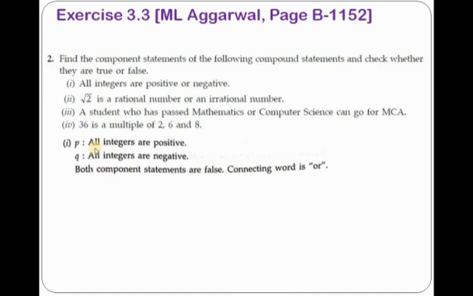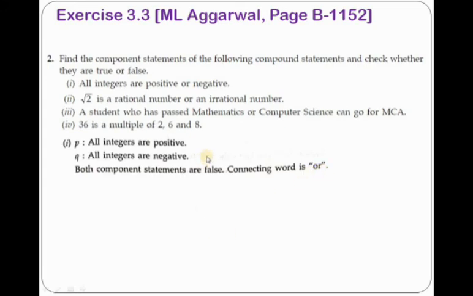We know that all integers are positive. We cannot say all integers are positive, because there are some negative integers as well. So that's why this first statement is false. Similarly, the second statement says all integers are negative. Again, we know that there are some positive integers as well. So that's why statement q is also false. And the connective word here is "or."